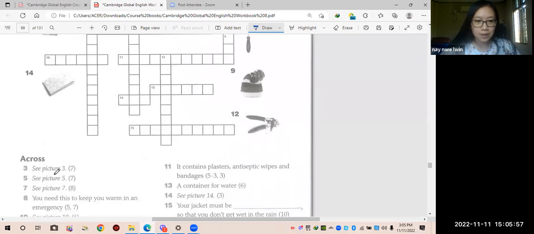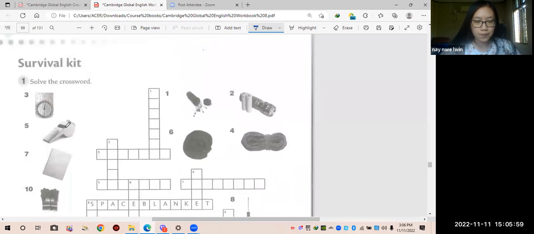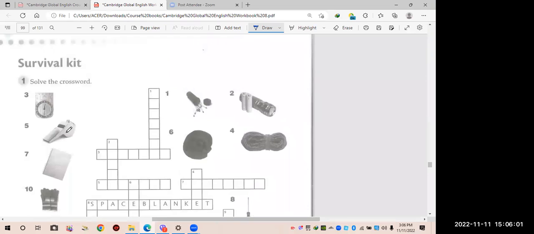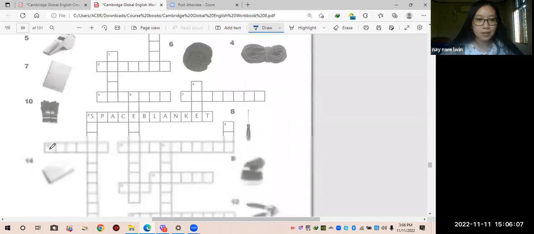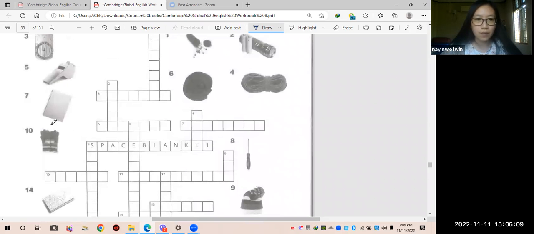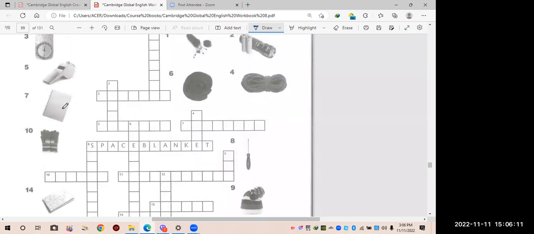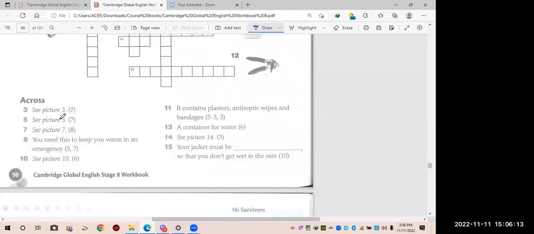And how about number 5? Number 5 is see picture 5. So what is picture 5? Whistle. You can spell whistle, right? Okay. So whistle. And how about number 7? See picture 7. What is that picture 7? Notebook. Notebook, yes. And how about 8?